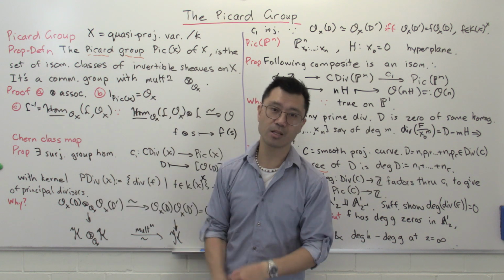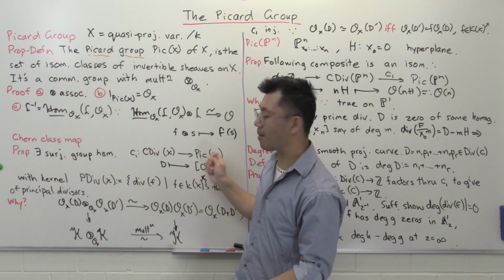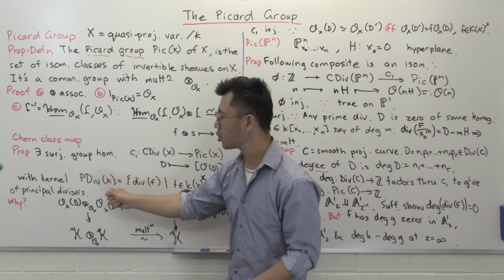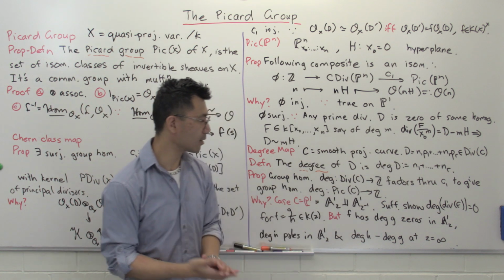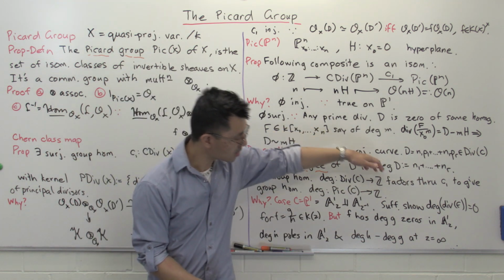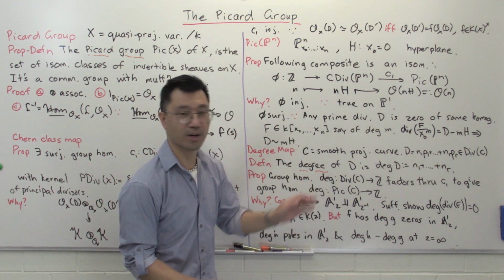If that's the case, then the universal property of quotient groups says that it induces a map from the quotient group. So we want to show that this degree map on the divisors of C in this case contains the kernel of this map here, so it contains all the principal divisors.